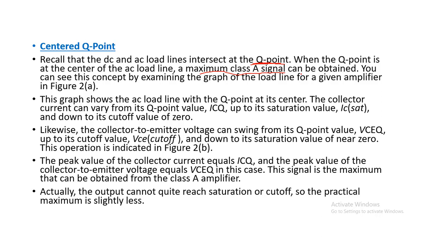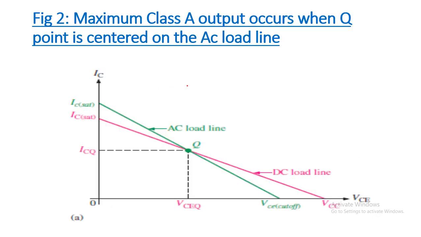So if you want to have a maximum efficiency of a class A, you have to put this Q point at the center of this AC load line. You see this concept by examining the graph of the AC load line of a given amplifier in figure 2. You can see that this is your AC load line, and this pink one is your DC load line. Wherever they intersect, this is your Q point, and you see that this is a Q point and it is in the center.